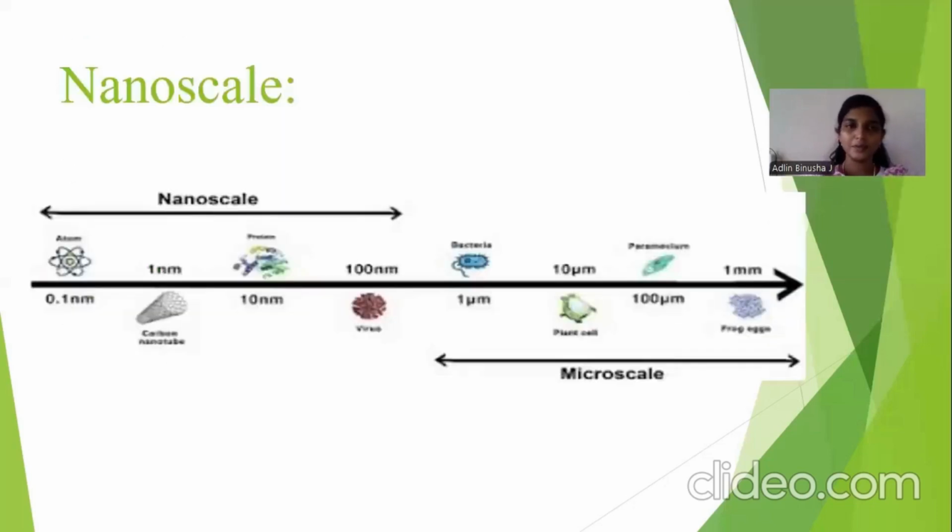This is the example for nanoscale and microscale. Atom, carbon, protein, virus, some bacteria are all nanoscale. These are measured with the nanoscale. A bacteria, a cell, a frog's egg are all measured with the microscale. We can differentiate here. An atom is 0.1 nanometer, a virus is 100 nanometers, but a bacteria is 1 micrometer. The left side is measured with nanoscale, the right side with microscale.